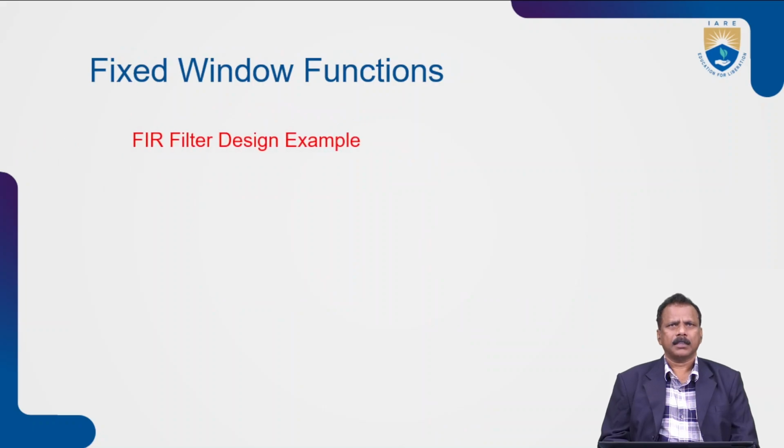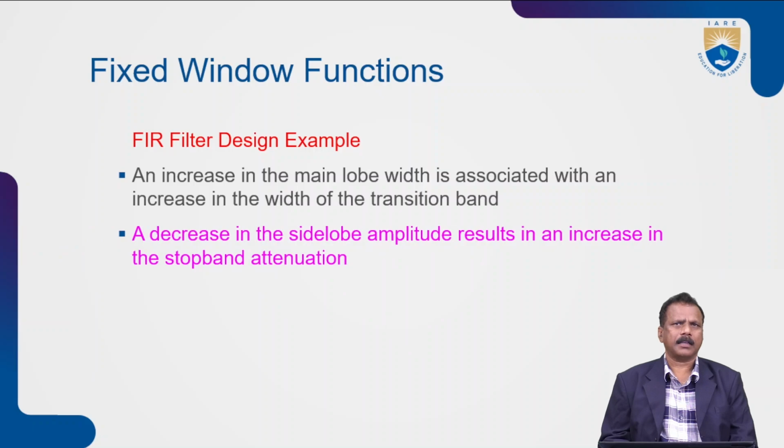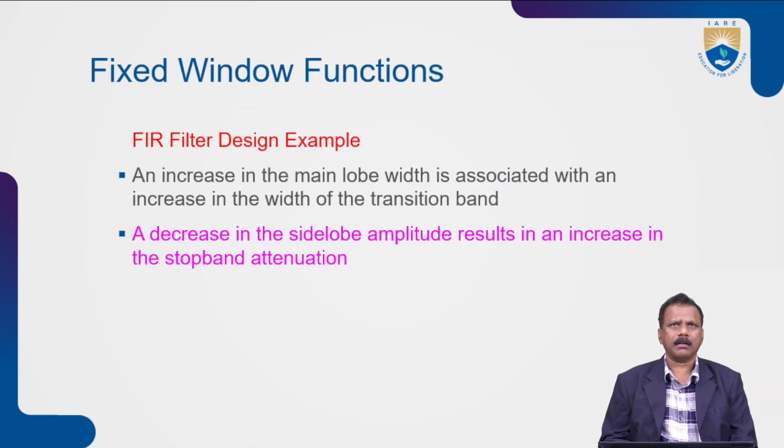Now coming to the next point: an increase in the main lobe width is associated with an increase in the width of the transition band. This is another scenario: a decrease in the side lobe amplitude results in an increase in the stop band attenuation. This is one aspect. Up to this level, these all are fixed window functions, and we saw what types of variations are available while designing the FIR filter.